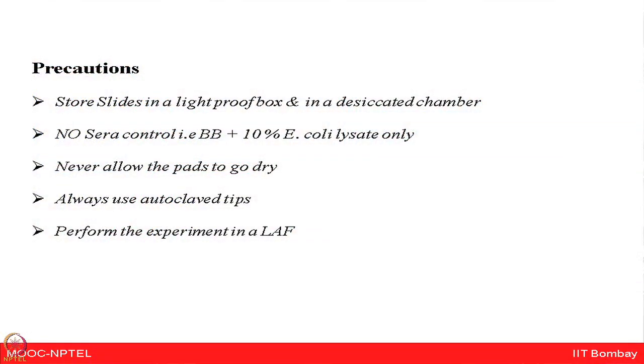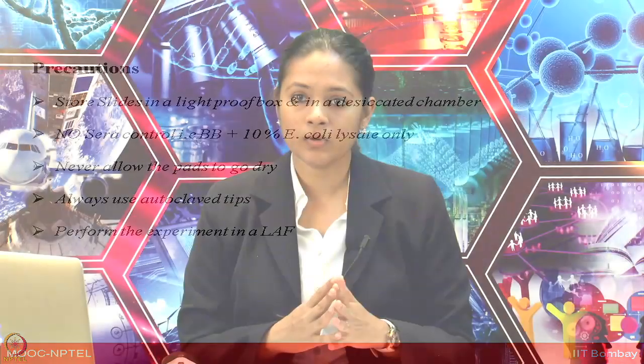Also, you have to use autoclave tips all the time. And the last thing is to label the slides very carefully. Otherwise, towards the end of the experiment, you will never know which slide was used for probing which samples. And especially when you have a large number of samples like 200 and 300, it becomes very confusing at the end.